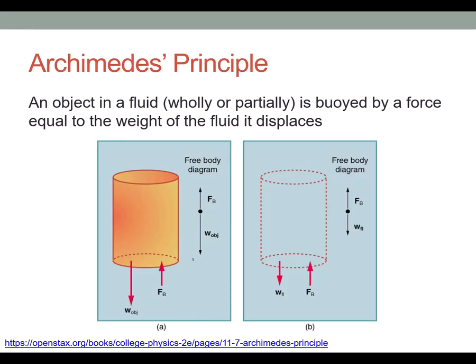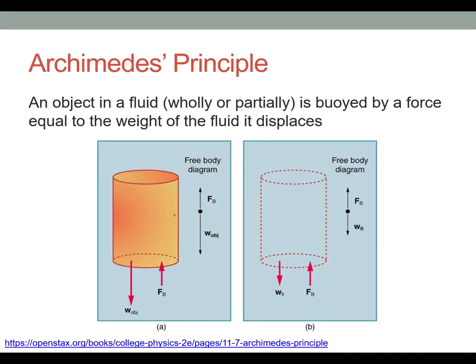What it says is that if we have an object in a fluid, either all the way or only partially, the force on that object is equal to the weight of the fluid it displaces. Here we can see an object in a fluid. We have an upward buoyant force and a downward weight of the object.